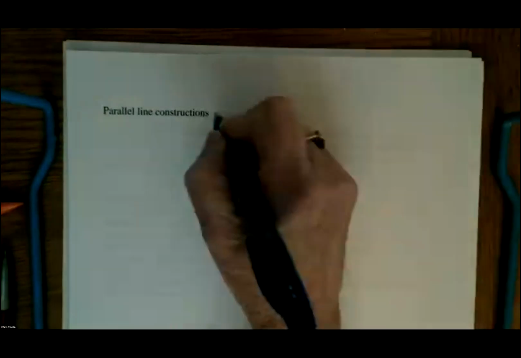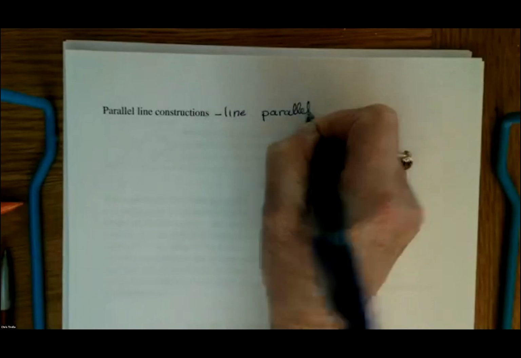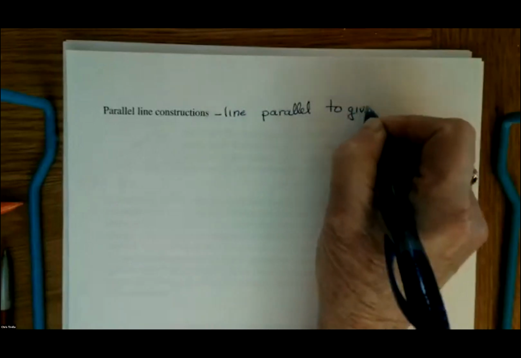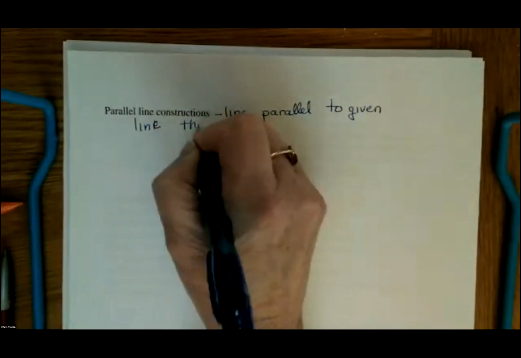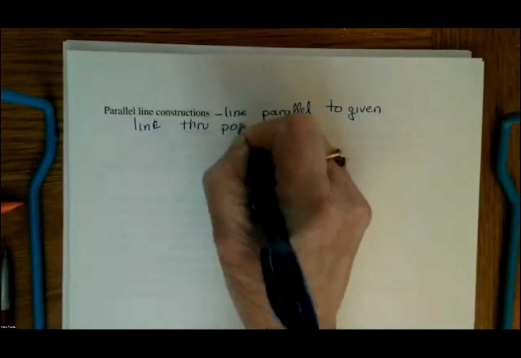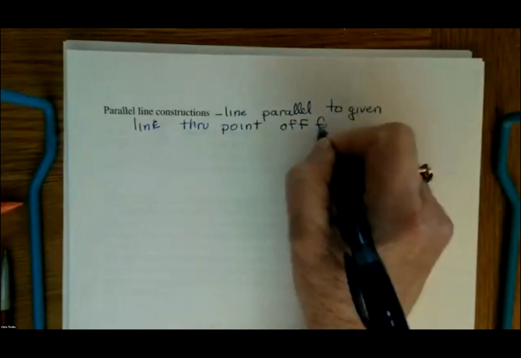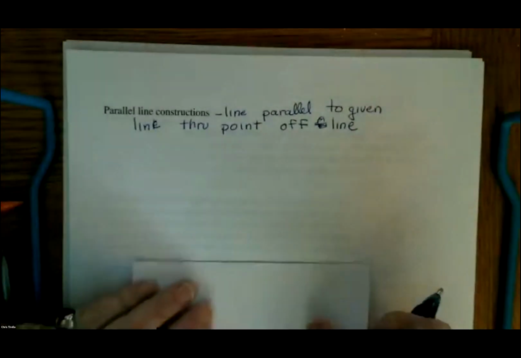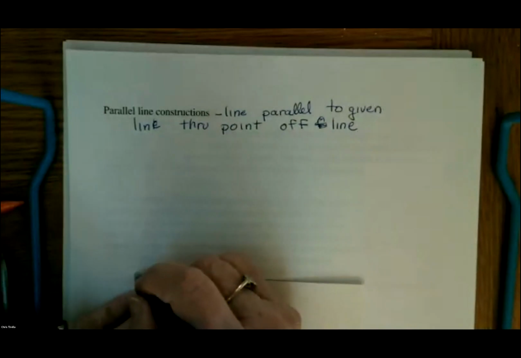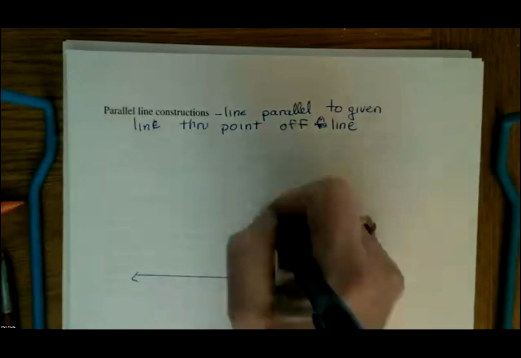the next construction we're going to do is to construct a line parallel to a given line through a point off the line. So I'm going to draw a line. And I'm going to have a point somewhere.